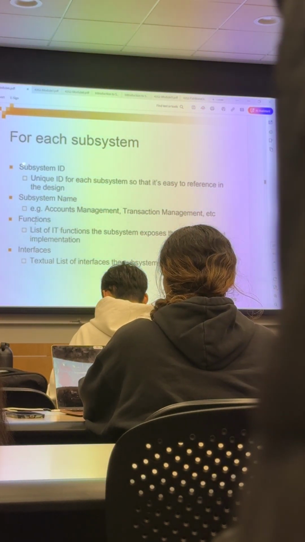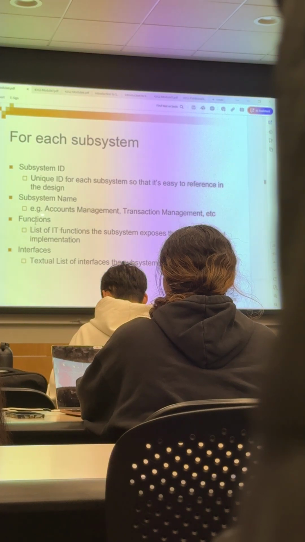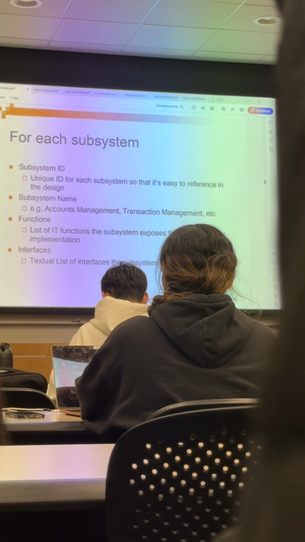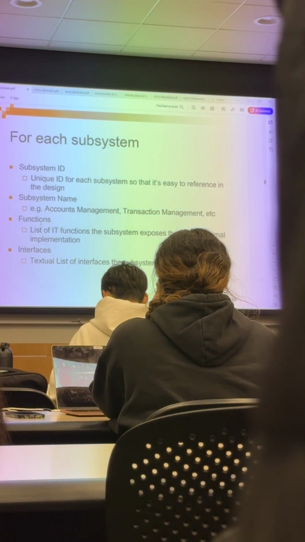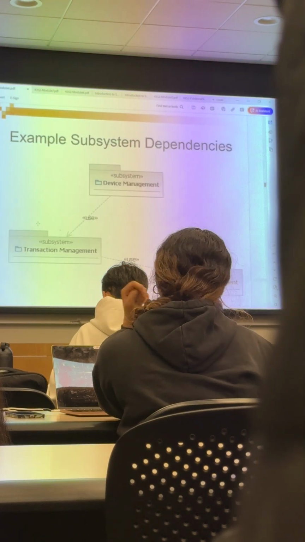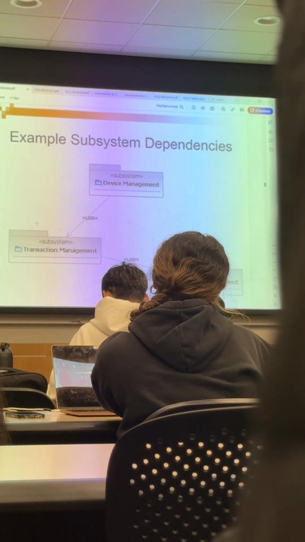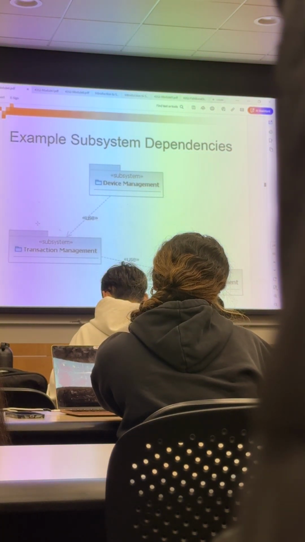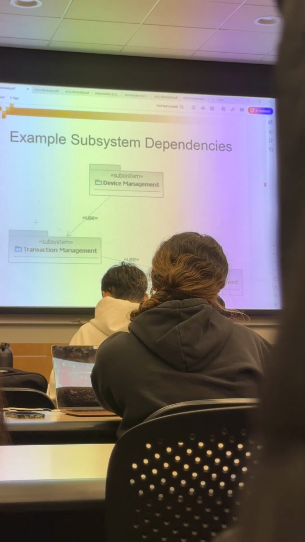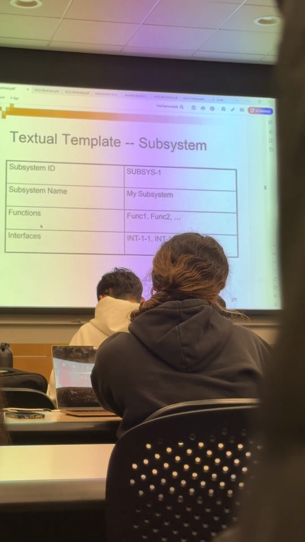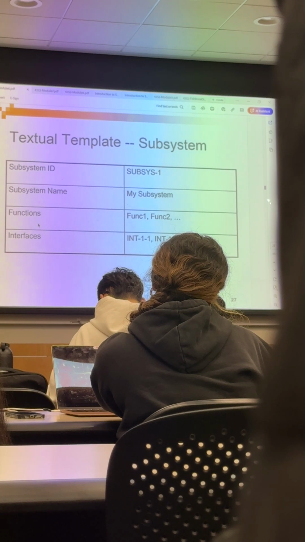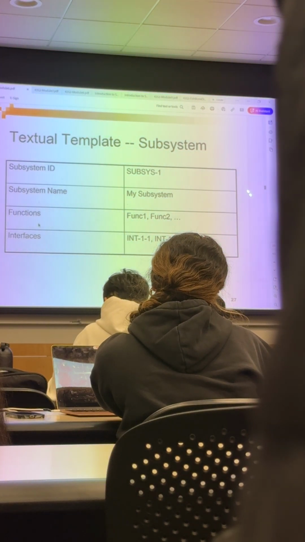So this is each subsystem. We're going to provide details for the system that includes ID, names, functionality, interfaces, and so on. So this is more elaborate. We're going to provide dependencies of the subsystem, so we know exactly the interactions between each subsystem. This is another template. This is a textual template with the details.